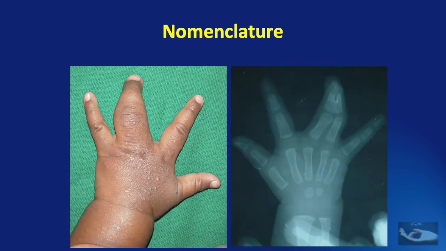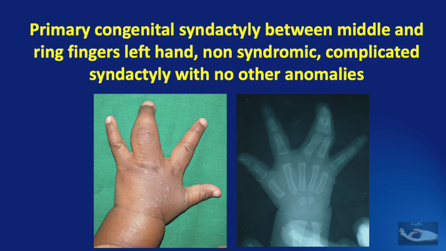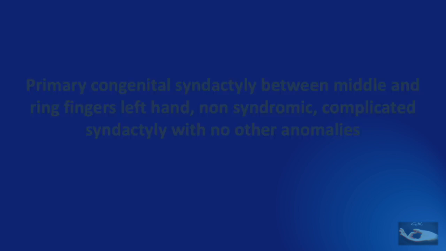Before we learn about the different types of syndactyly, let us try to see how we should give a diagnosis for a patient with a syndactyly on the hand. This particular case would come under the diagnosis of primary congenital syndactyly between the middle and ring fingers of the left hand, which is non-syndromic, complicated syndactyly with no other anomalies. Let us see how and why we made this particular diagnosis.